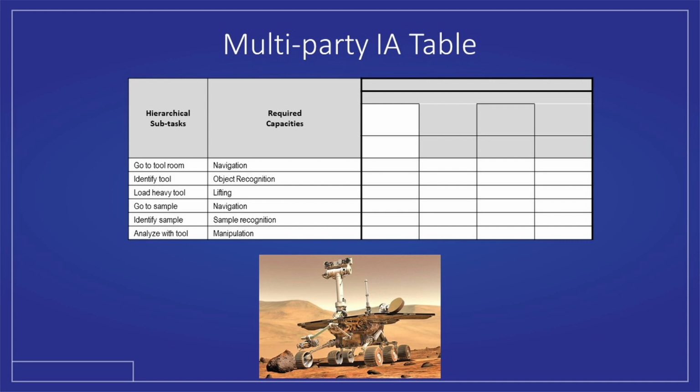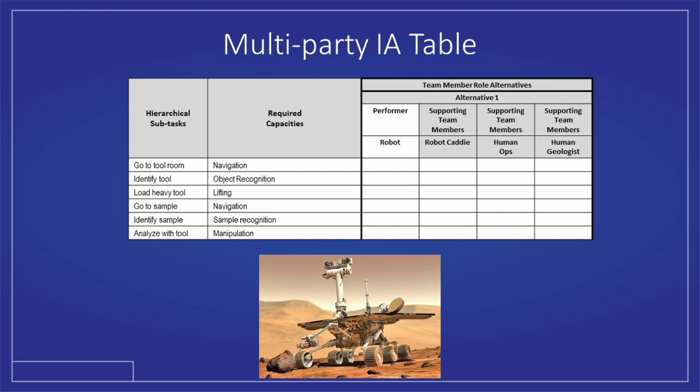This is probably an oversimplification of the work to be done, but it's a good starting point for doing some basic IA analysis. We will consider a team of 4 team members: an analyst robot like the rover shown here, a robot caddy that is mainly designed for lifting and carrying loads, a human astronaut in charge of operations, and a human geology specialist.